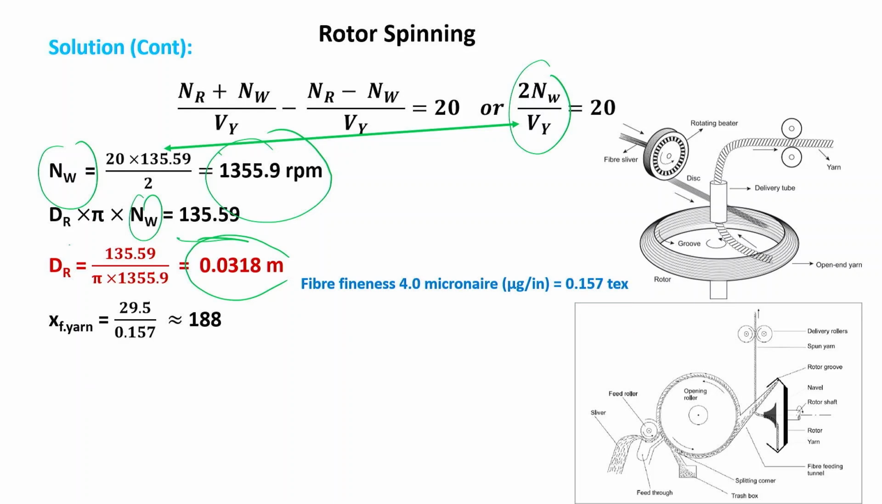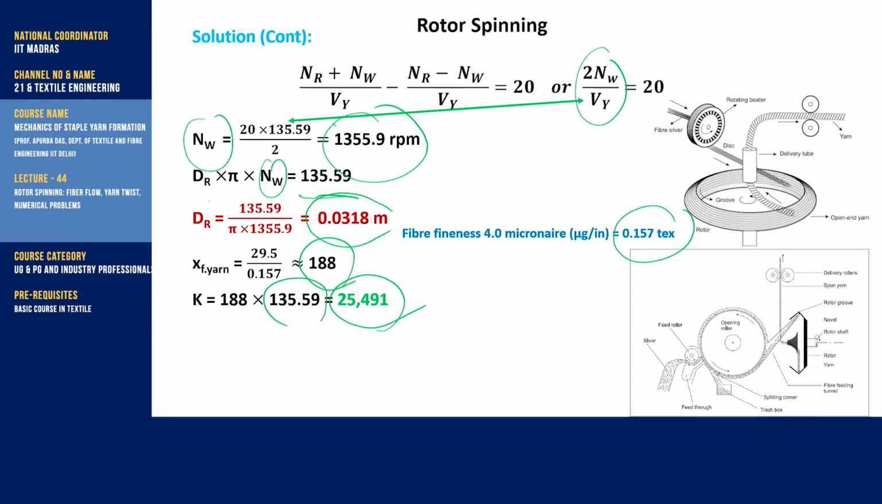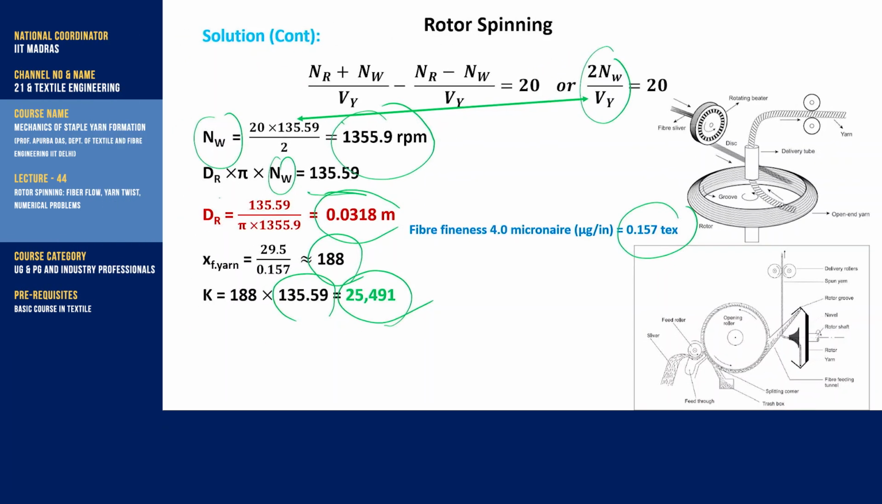Fiber fineness is 4 micronaire, that is 0.157 tex. So the number of fibers in the yarn cross section is 1.88, okay, and yarn delivery speed we have calculated as 135.59. So the constant here we have got, K, is 25,491. Okay.